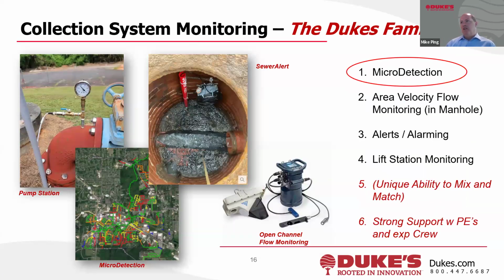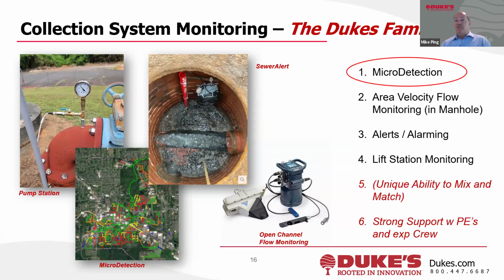It's important to understand where this fits in the toolbox, as I like to say. There are no utilities that are the same, right? So different projects line up and require different technologies and so forth. What we call micro detection, the level only, is certainly one of them. And then number two, area velocity or open channel flow monitoring, sometimes even called traditional flow monitoring. That's the DC powered device out in the manhole.